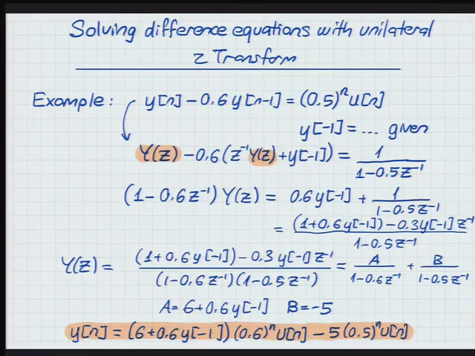We just use the bilateral Z transforms. And then the convolution property and everything else that matters for LTI systems works.